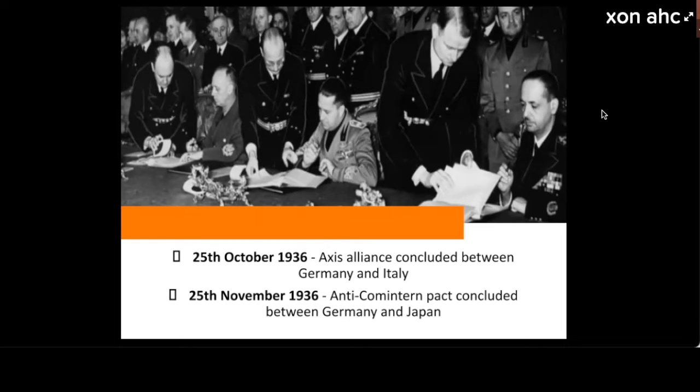as the Axis powers. So y'all remember how in World War I you had the Triple Alliance and the Triple Entente? In World War II, you have the Axis powers and the Allied powers. So on the Axis side, you have Germany, Italy, and Japan. Who do you have on the Allies side? Britain, France, and then eventually who comes in after Pearl Harbor?